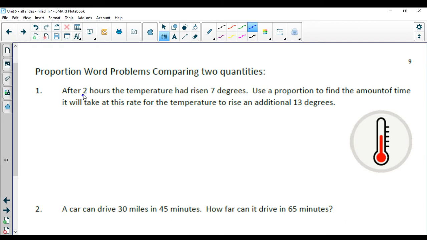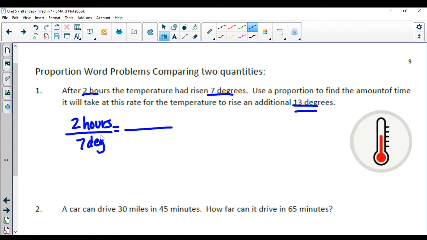So it says after 2 hours, the temperature had risen 7 degrees. Use a proportion to find the amount of time it will take at this rate for the temperature to rise an additional 13 degrees. So we have here in 2 hours, the temperature went up by 7 degrees. So I'm going to go ahead and use that to set up the first side of my proportion.